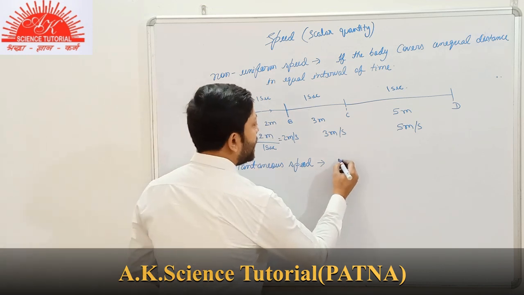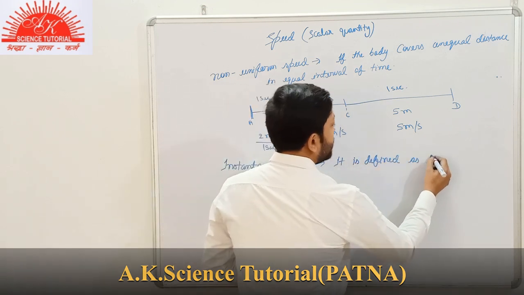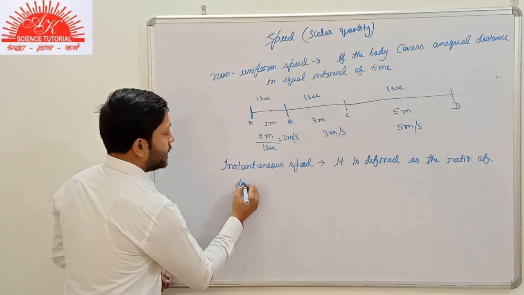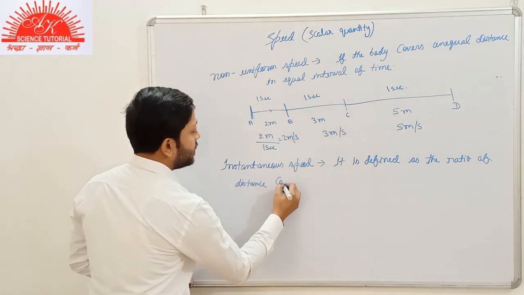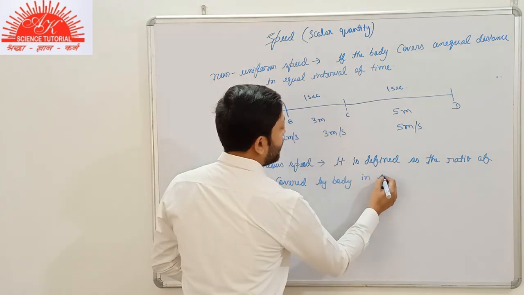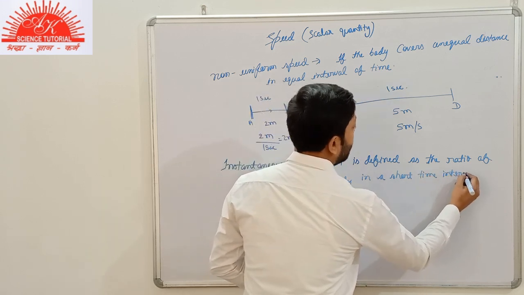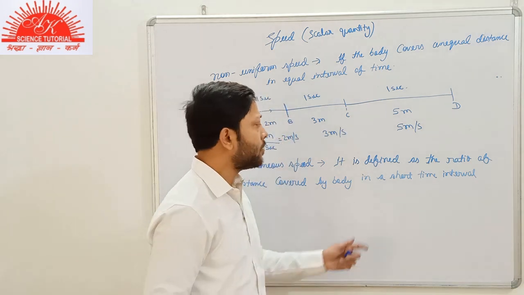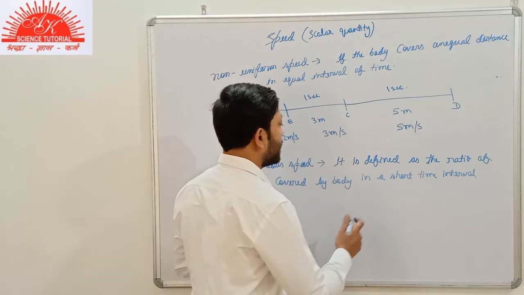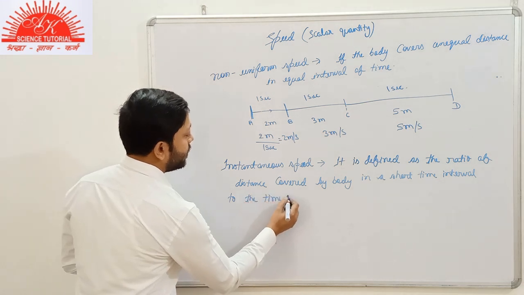So what is instantaneous speed? It is defined as the ratio of distance covered by a body in a short time interval to the time interval. Keep it in mind that the time interval should be very small, a very short time interval. It means that it should be a fraction of a second, milliseconds.